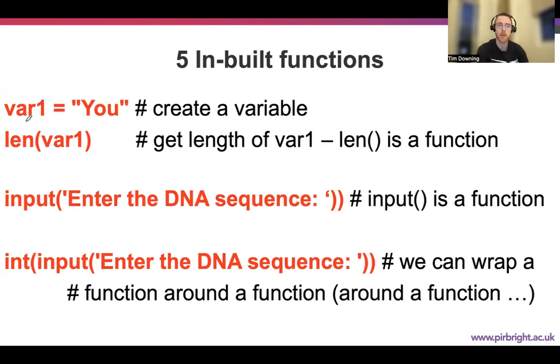So if we have a function len that gets the length of var1, if we assign var1 to be equal to the value u, it will tell us that the length of var1 is equal to 3. In the same way with the input function before, if we ask a user, say, to enter in a DNA sequence, and we can assign that as an integer, we can then report that back to the person. So here we're just taking an input string of letters and then assigning that as an int, and we can do things with that after that.